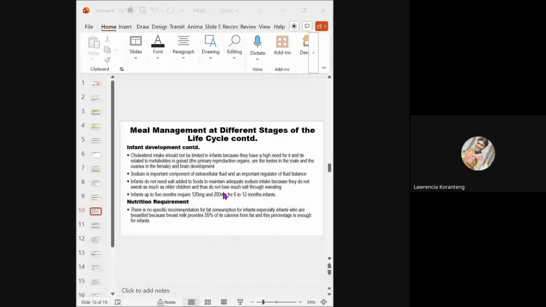Some adults will tell you, I don't put sugar in my cocoa, I don't put sugar in this because of diabetes. Yet the person eats 3 balls of kenkey, the person eats his normal fufu. There is no logic in that.